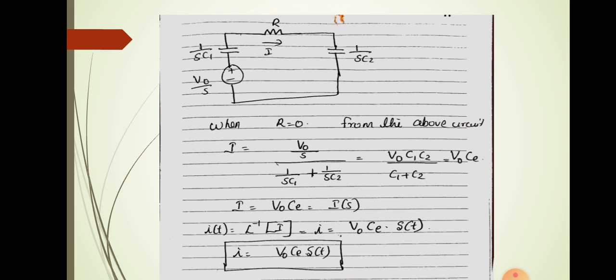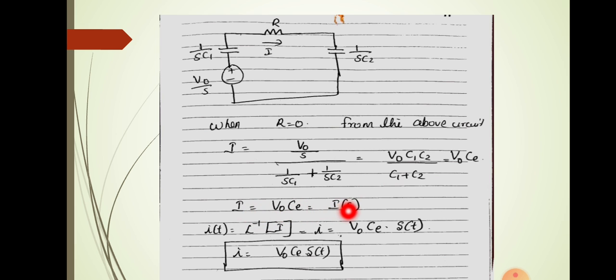So when R is equal to 0, from the above circuit, the total current will be equal to total voltage divided by total impedance, that is V0 by S divided by 1 by SC1 plus 1 by SC2. Taking 1 by S outside, I will be equal to V0 into C1 C2 by C1 plus C2. What is C1 C2 by C1 plus C2? That is the equivalent capacitance C. So I is equal to V0 into C.